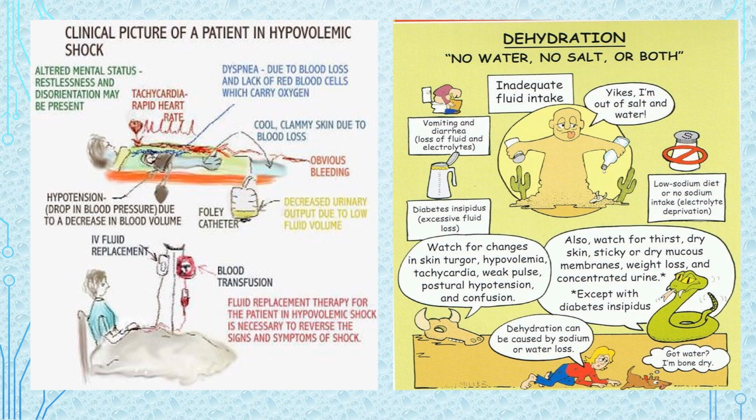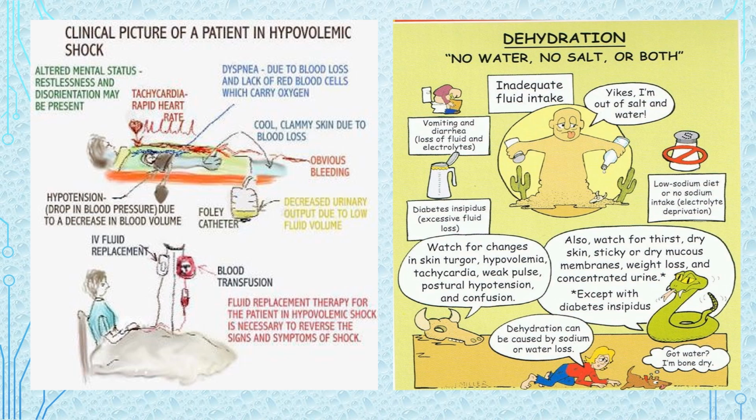They'll have a rapid heart rate, which is called tachycardia. Dyspnea is due to the blood loss and the lack of blood cells which carry the oxygen. So sometimes they may need O2; they'll need oxygen to replace. They'll have cool, clammy skin. This is due to the blood loss, or they may have obvious bleeding.